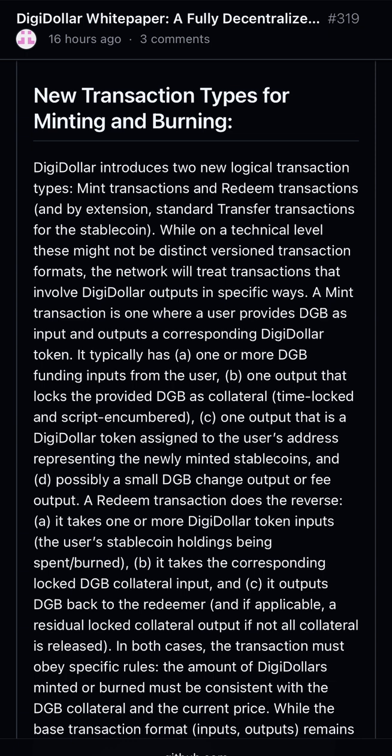It typically has: a. one or more DGB funding inputs from the user, b. one output that locks the provided DGB as collateral, time-locked and script-encumbered, c. one output that is a DigiDollar token assigned to the user's address representing the newly minted stablecoins, and d. possibly a small DGB change output or fee output.